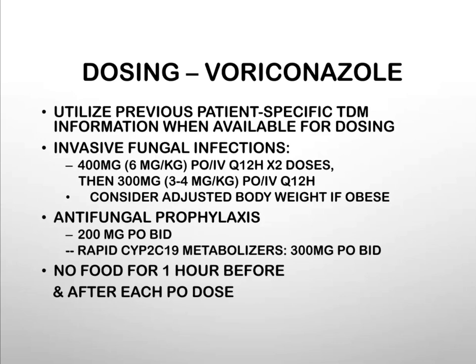If your patient has a history of previous Voriconazole levels, use that to guide your dosing. But for most patients with invasive fungal infections, typically the load would be 400 milligrams or 6 mg per kg, Q12 times 2 doses, and then 300 milligrams, 3 to 4 mg per kg, Q12 thereafter. If you're using a weight-based approach, consider adjusted body weight for our obese patients because it's easy to overshoot these patients.